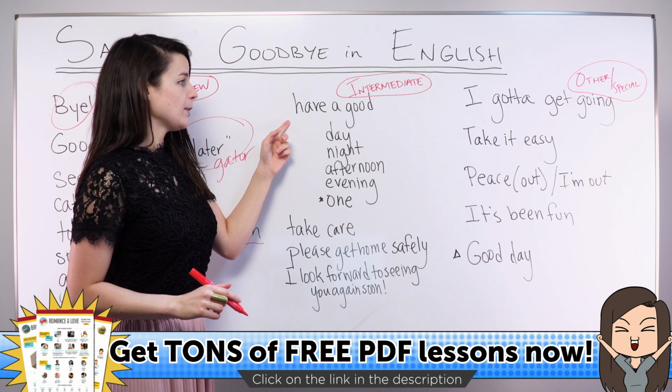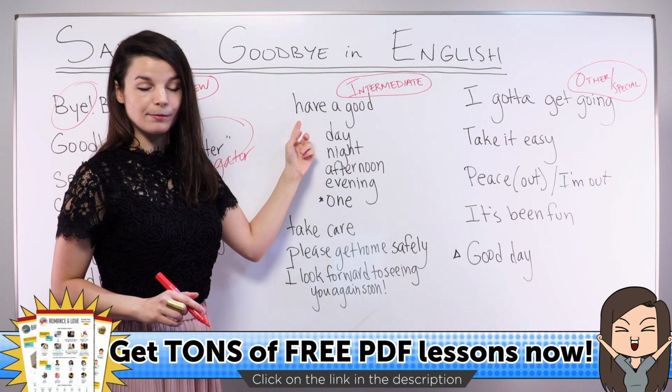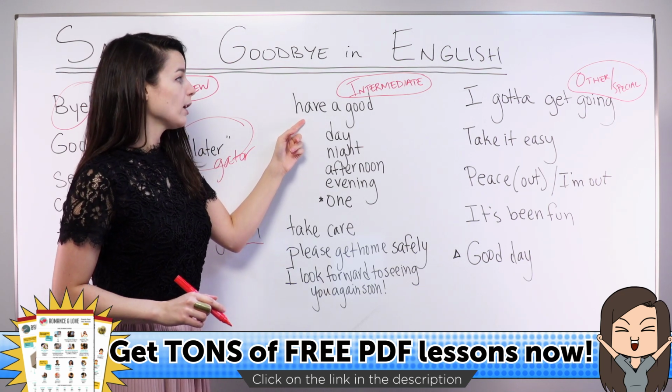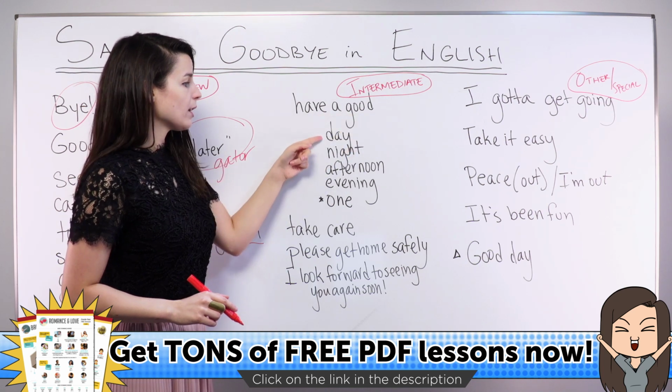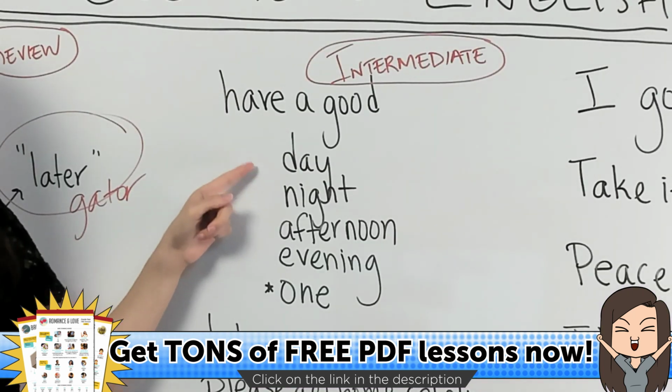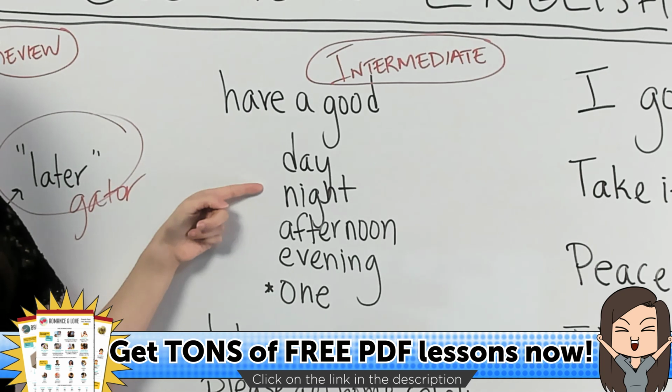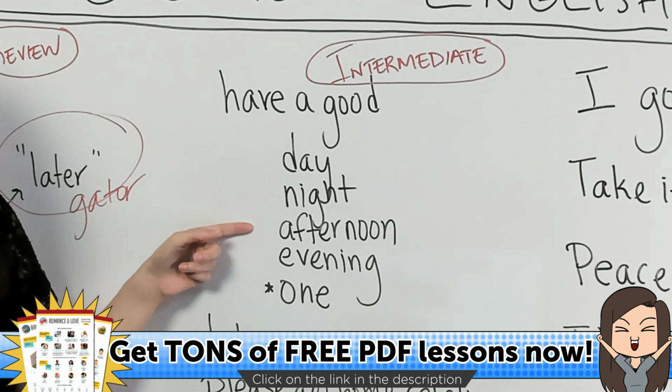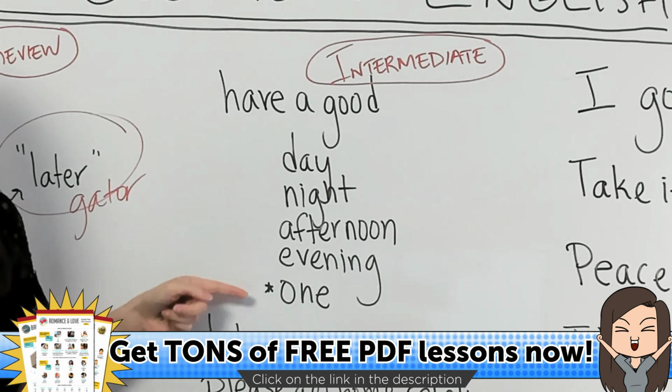First, let's begin with this. Have a good something. We can use have a good with each of these words. So have a good day. Have a good night. Have a good afternoon. Have a good evening. Then this one, have a good one. What is a good one?